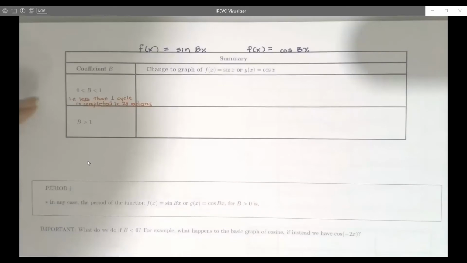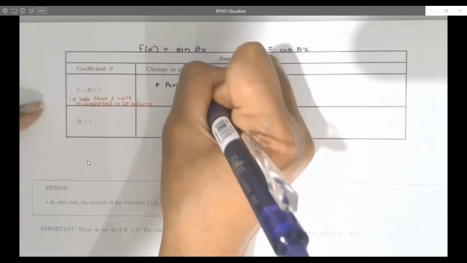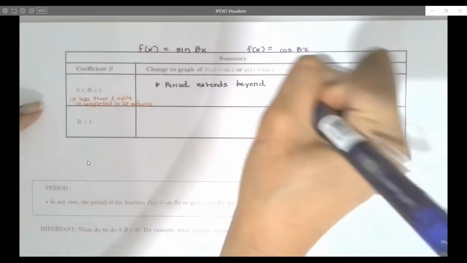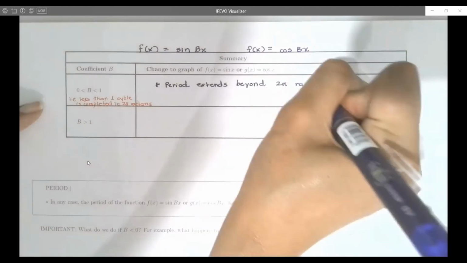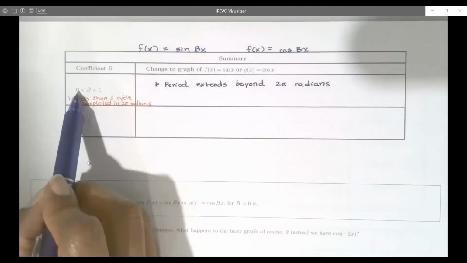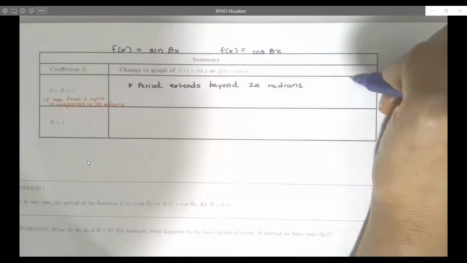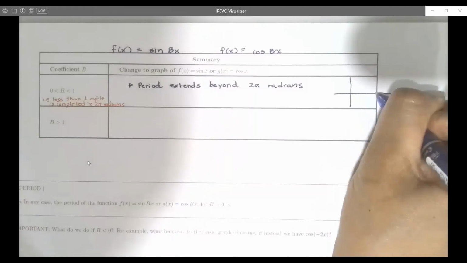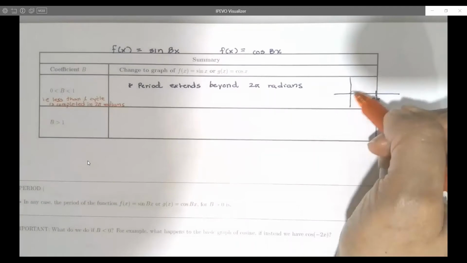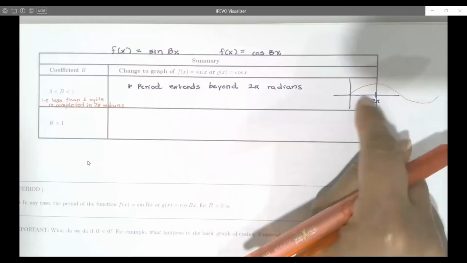So in this case, we have that the period extends beyond 2 pi radians. And I think I might have set that backwards earlier, so let me just be clear. If this number is between 0 and 1, that means we're completing less than 1 cycle in 2 pi radians. Let's say that this mark here is 2 pi. The graph is not going to finish completing the cycle there. It's going to potentially extend beyond that, so the period is going to have to be greater than 2 pi.